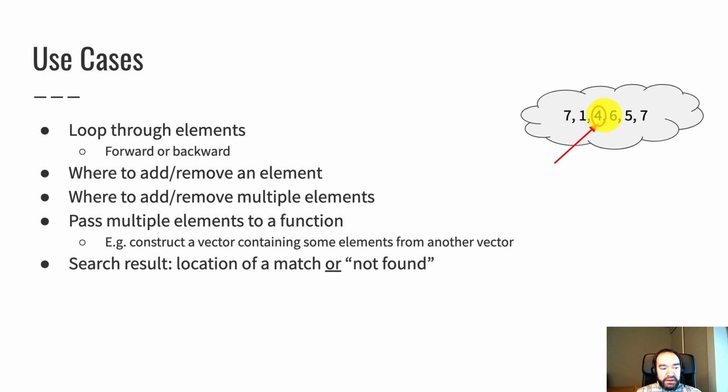Finally, we use iterators as a search result. Sometimes we search for something in a collection and it may or may not be present. So if I wanted to search for an even number, I might find this 4. So that's a location, a valid location, we found it. But what if I search for the number 9? 9 is not present. So we want iterators to be able to represent that idea of not present. I couldn't find it, not found.